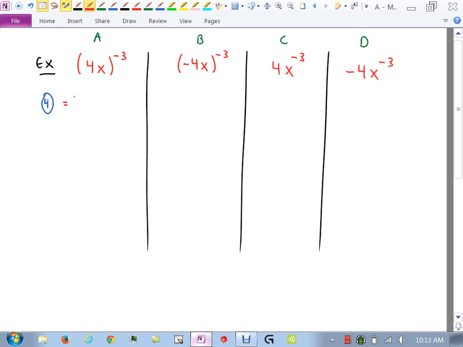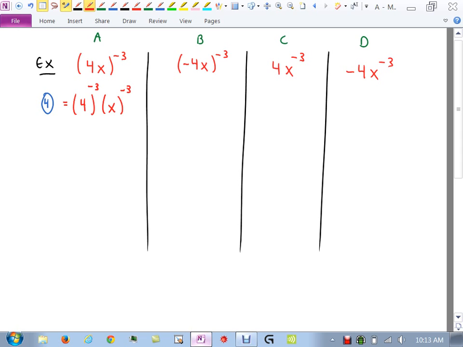So I'm going to take each of the things inside, the 4 and the x, and I'm going to raise each of them to the what? Negative 3? Negative 3, right? Y'all see that property 4? Okay, now what about each of these? What property will let me work this one out here?